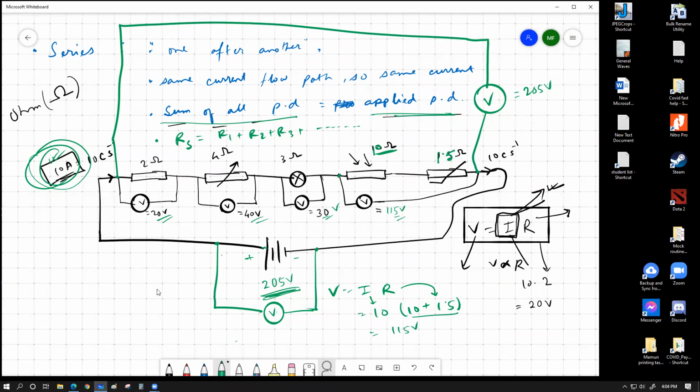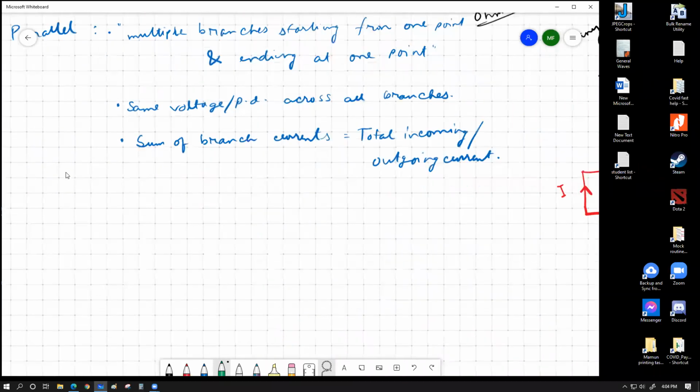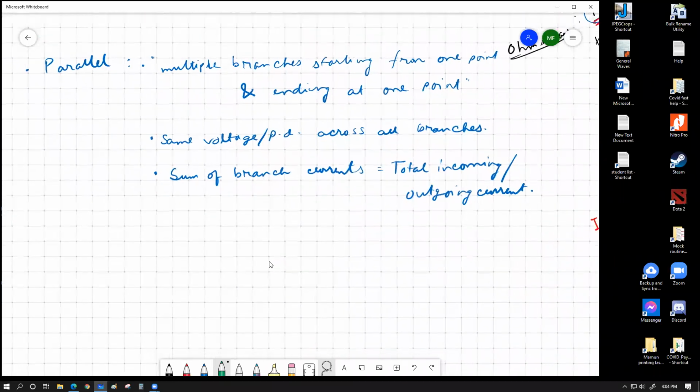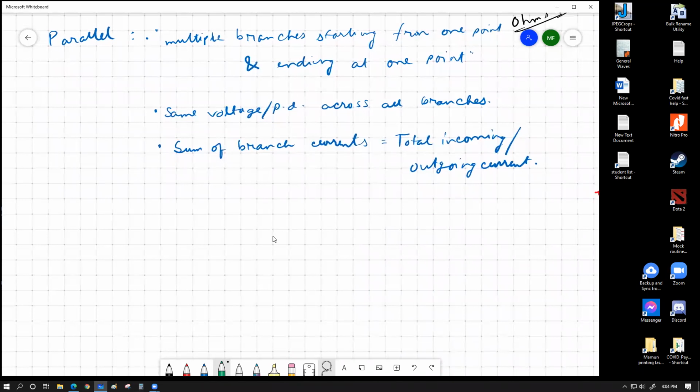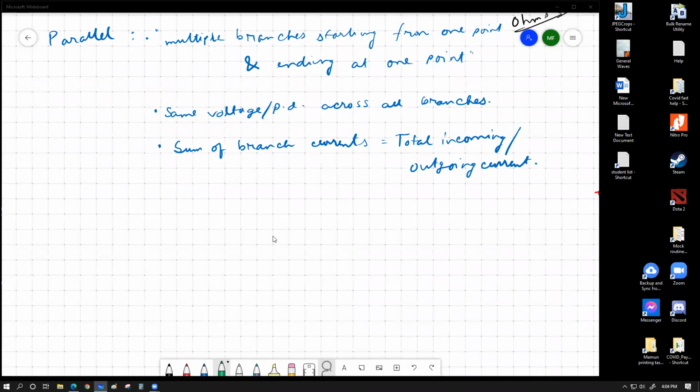So that is series combination, and then we have the parallel combination. So let's give it a try for parallel combination. Parallel combination tells us what? It says multiple branches starting from one point and ending at one point. This "one point" actually doesn't mean the same point. I should have written that it ends at another point, but I assume you should understand the idea of another point by default.